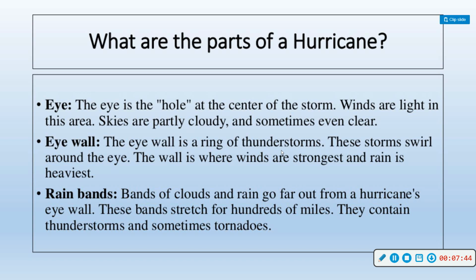Bands of clouds and rain that come off the hurricane. Characteristics: heavier rain and stronger wind.